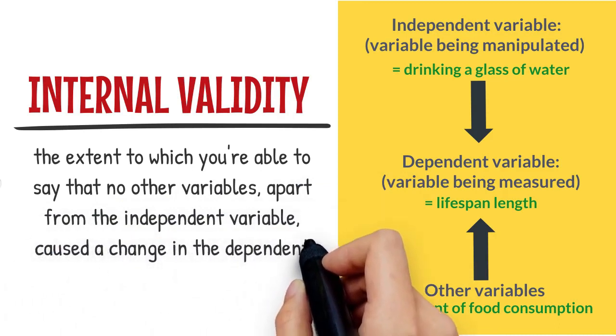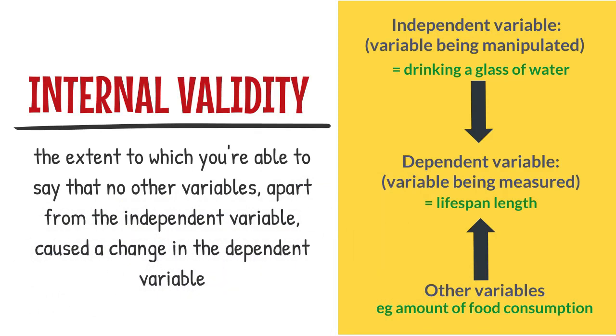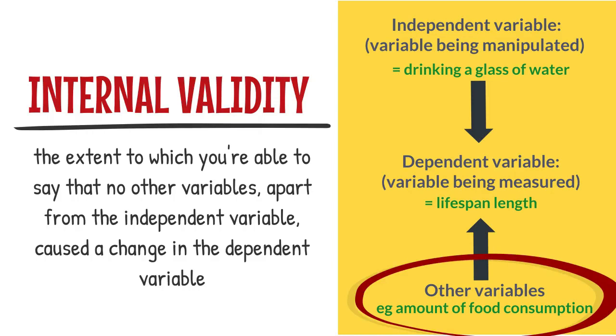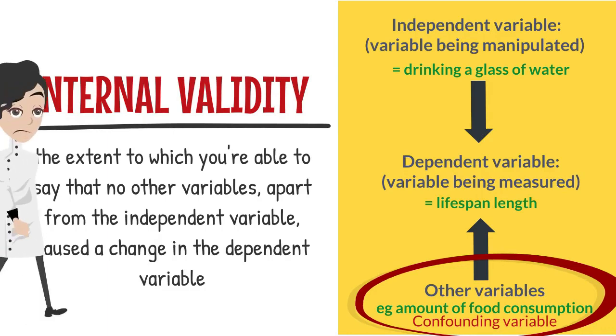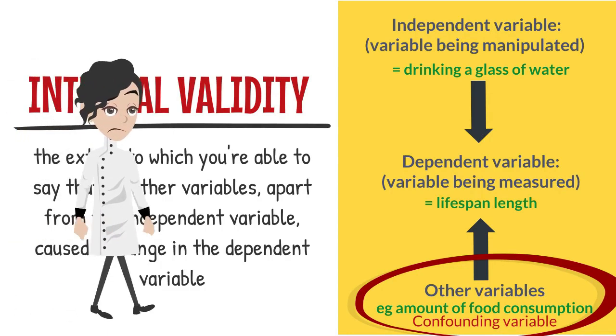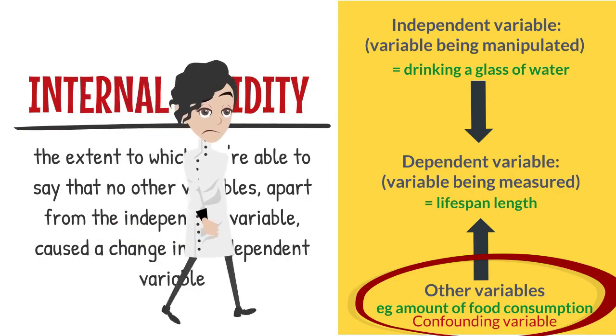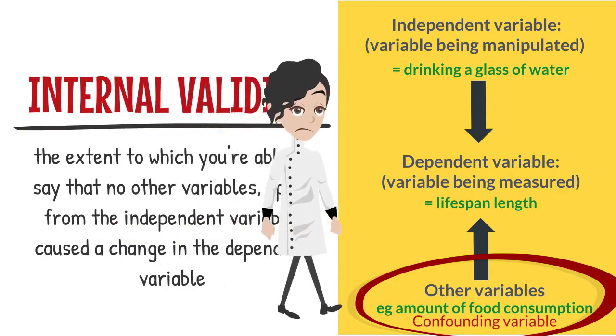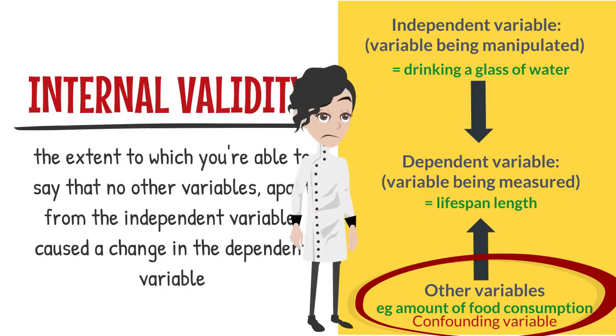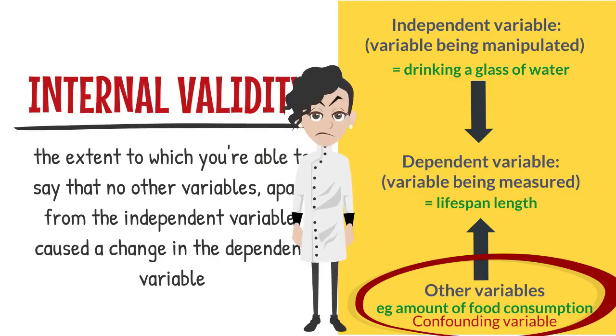So how can we define internal validity? The extent to which you are able to say that no other variable apart from the independent variable causes a change in the dependent variable is called internal validity. And also remember, the duration of the research used here was too extensive, so that also might have influenced the lifespan of the people, so they might have died.